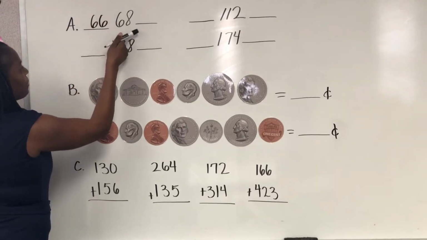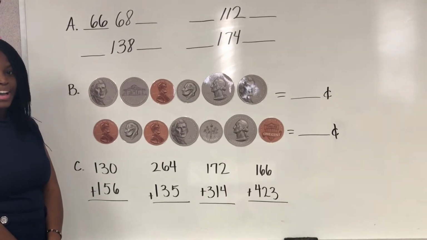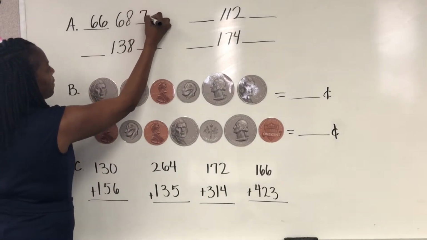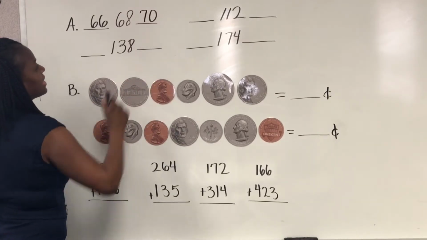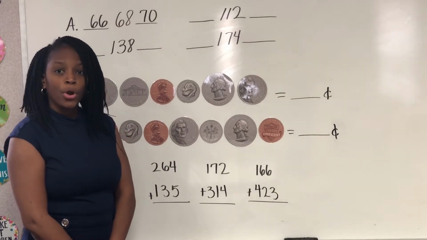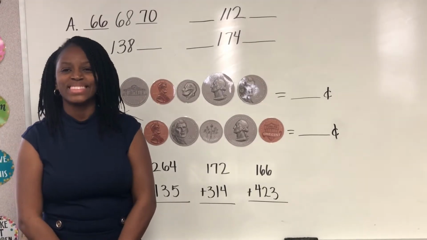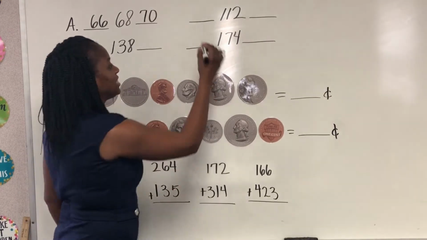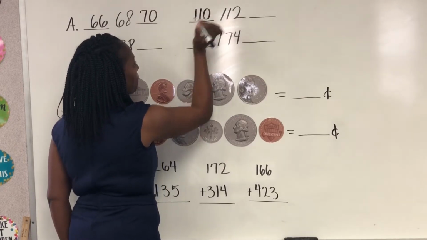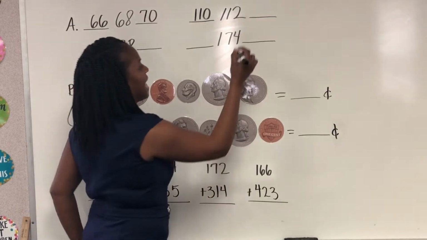66 is the before number for 68 by twos. What's the after number for 68 by twos? 70 is the after number. Let's take a look at our next number, 112. What's the before and after number by twos for 112? 110 is the before number. And 114 is the after number.